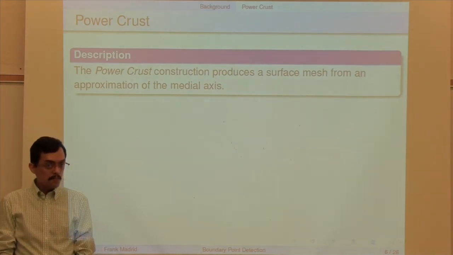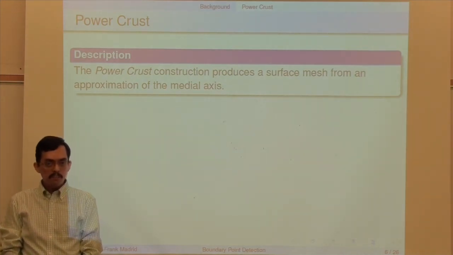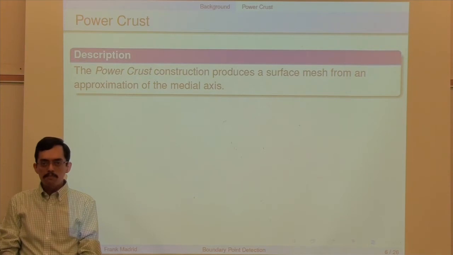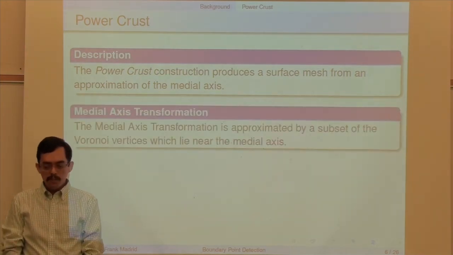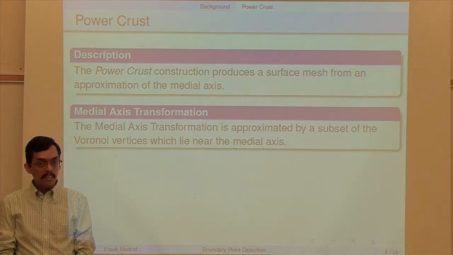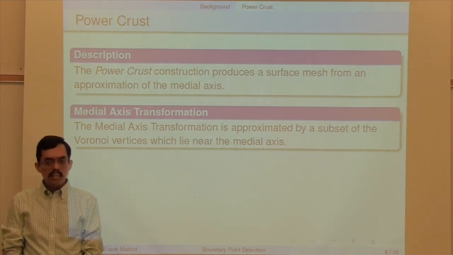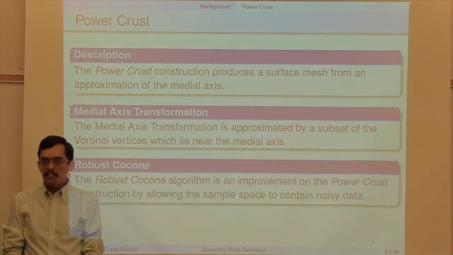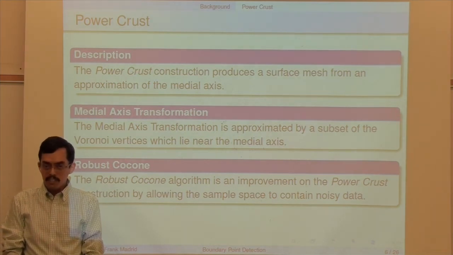Amenta et al. proposed a construction, a surface mesh, from a sample set of points approximated via the medial axis of the sample points, known as the power crust method, or construction. The medial axis transformation is approximated by a subset of the Voronoi vertices which lie near the medial axis. Implemented within our project, the robust Cocoon algorithm serves as an improvement to the power crust construction by allowing the sample space to contain noisy data.